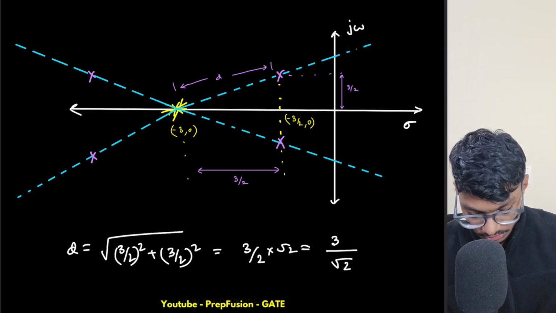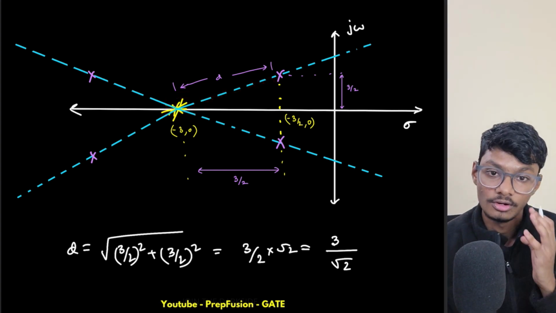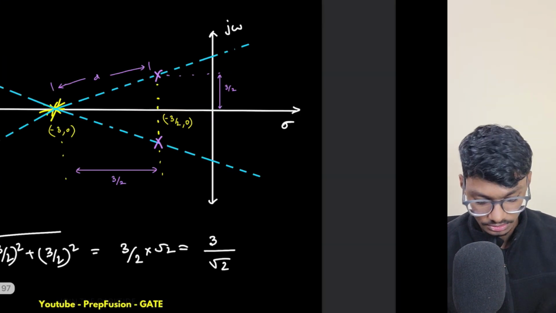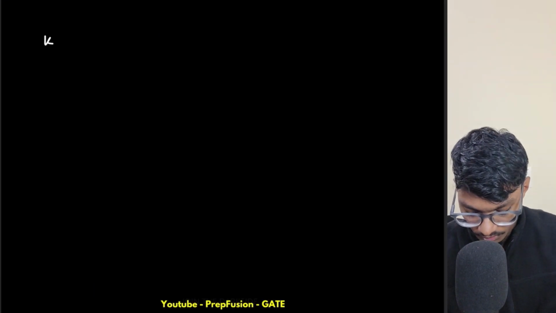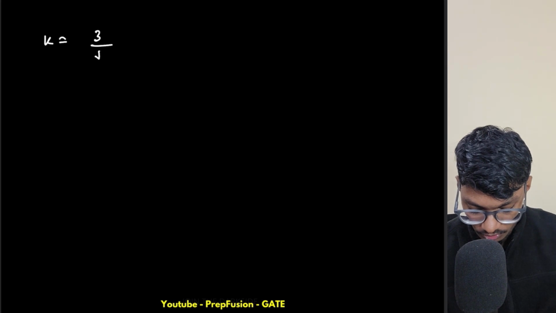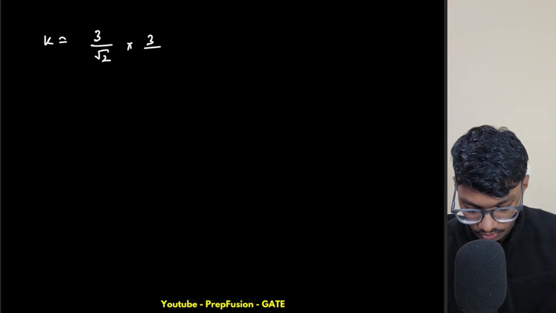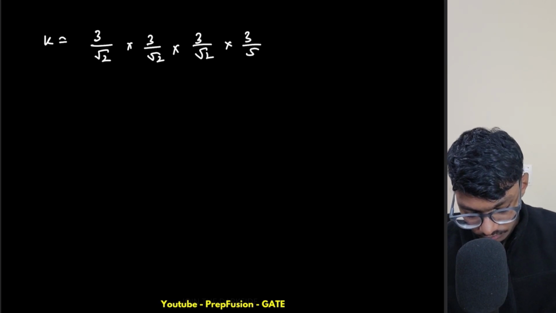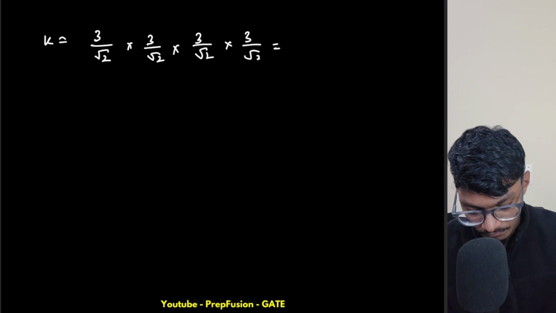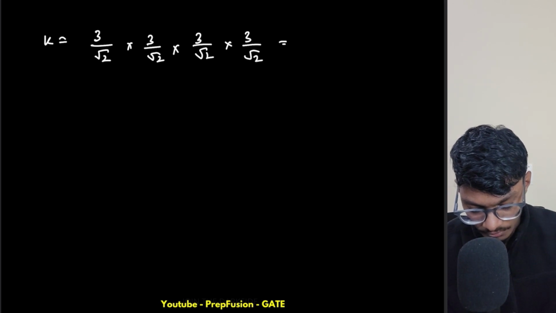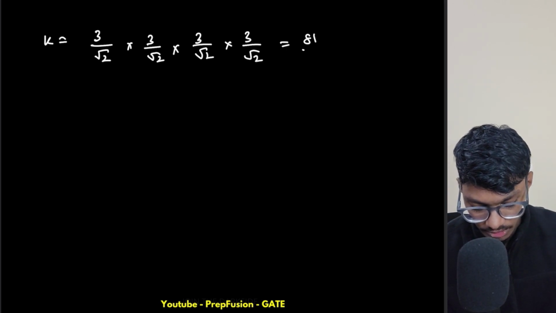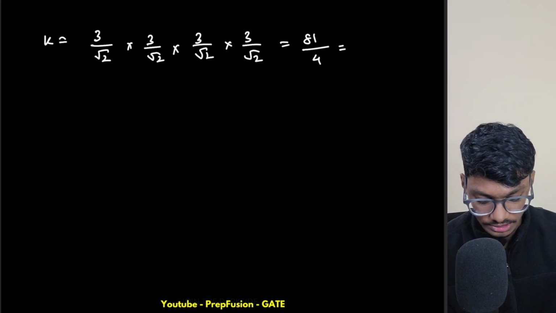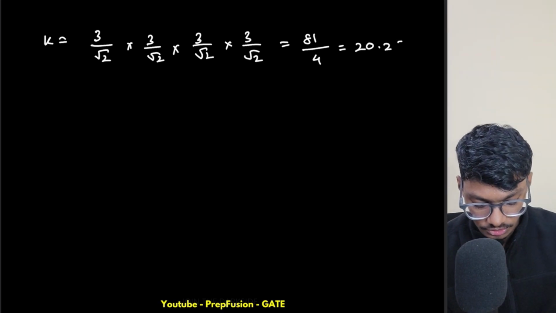Now this is the distance for a single pole. I have 4 poles lying at the same location. So what will my k become? K will be 3 by root 2 into 3 by root 2 into 3 by root 2 into 3 by root 2. Now this becomes 81 by 4 basically, so this becomes 20.25. So this is the value of k.